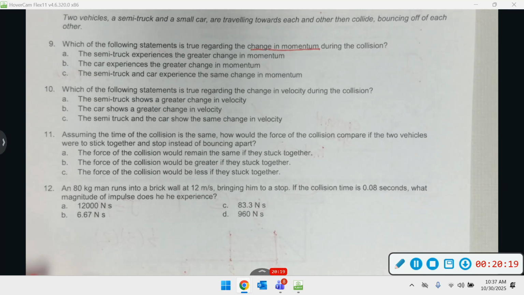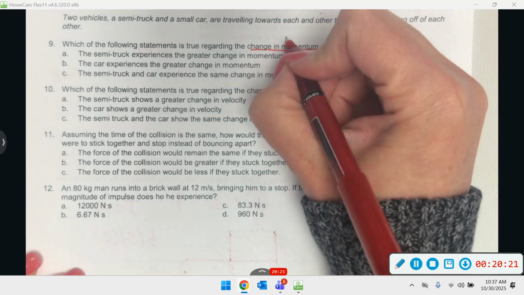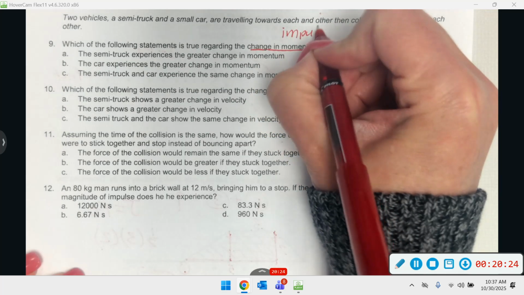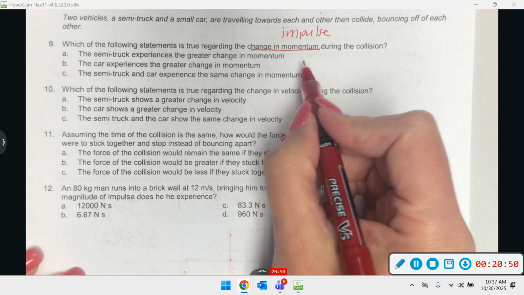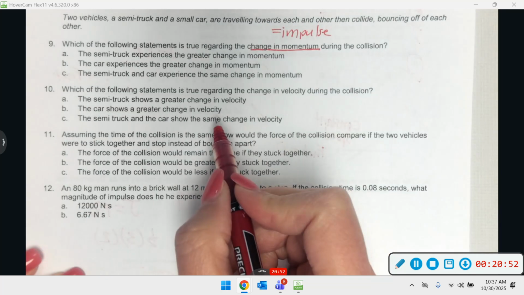Again, they're colliding with each other. Remember, change in momentum is the same thing as impulse. So this question could be asking what's true regarding the impulse. It'd be the exact same question. And the reason I mention that is because we have already talked about impulse in a collision. If 2 objects collide with each other, they have equal amounts of impulse, which means they have to also have equal changes in momentum. Okay, again, the impulses are equal because the forces are equal. It's a force pair. Okay, and the time's equal. So if you have equal impulse, you will also have equal change in momentum.